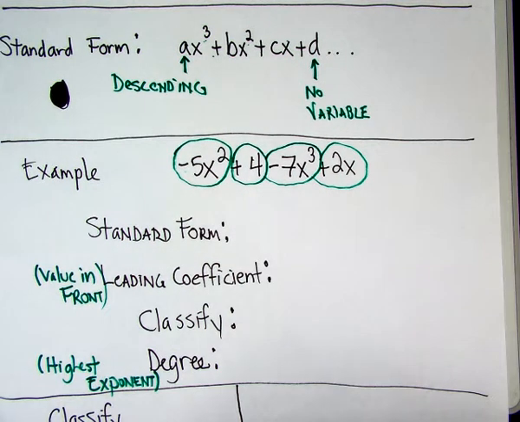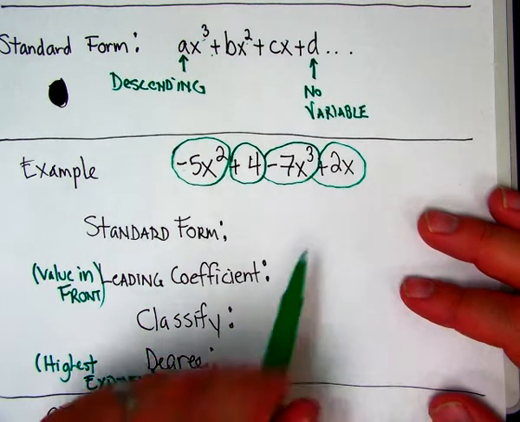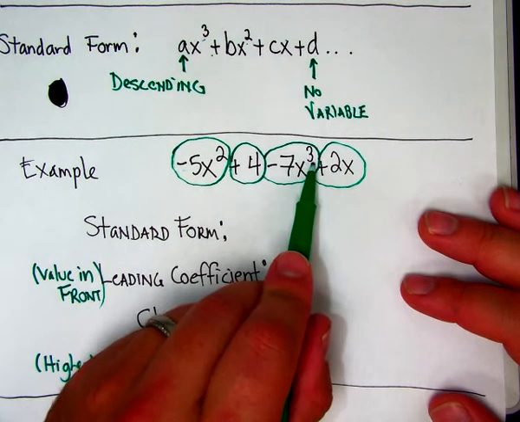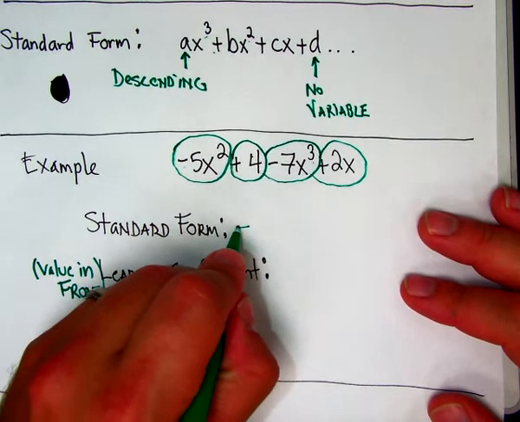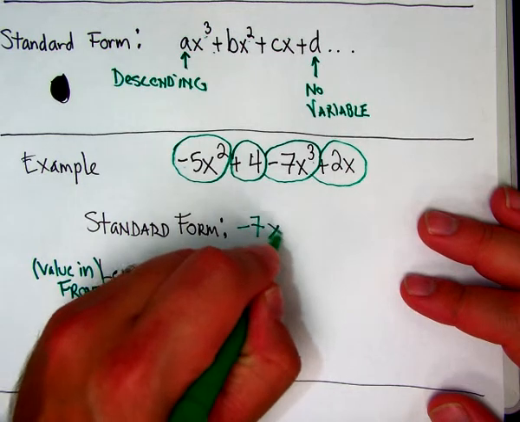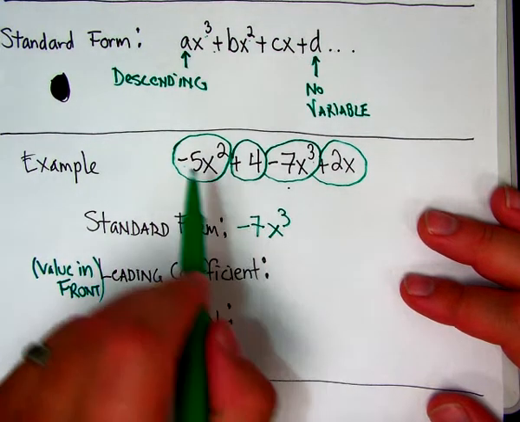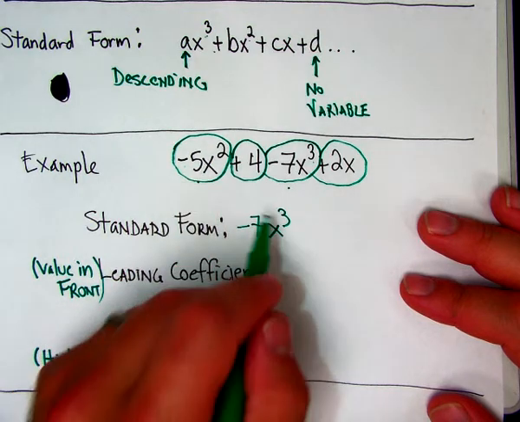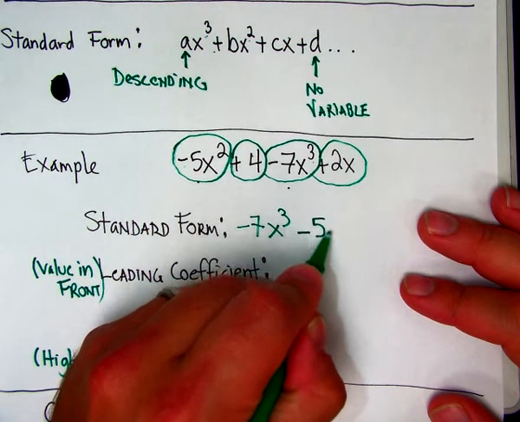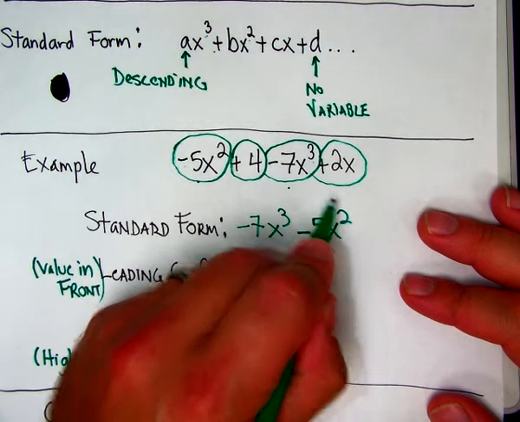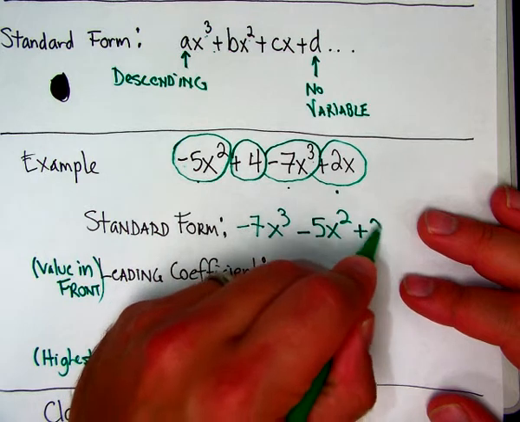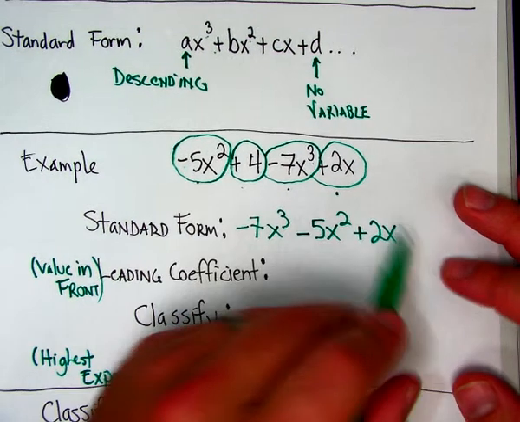Put these in standard form. So we're going to go descending based on the degrees. Well, the largest degree, largest exponent in this is a 3. So the first term is going to be negative 7x cubed. Okay, we've taken care of that. The next one that we're going to have is going to be negative 5x squared. The next one's going to be a positive 2x. And then the last one's going to be a positive 4.